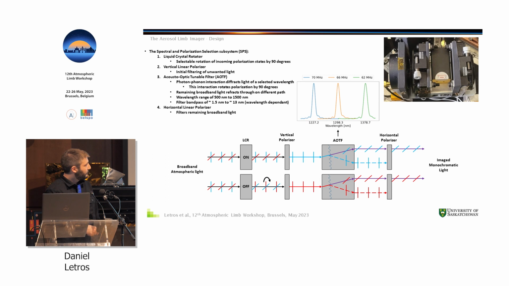Interestingly enough, this diffraction process, which filters the light, will also rotate the polarization again. So as we have the vertical light going into the AOTF, this diffracted light, whatever we decide we want to image, gets rotated to be horizontal. So the broadband unwanted light then hits our fourth component, which is a horizontal polarizer, to eliminate it, and then we pass through our monochromatic light of whatever polarization state of the atmosphere we wish to measure. So what does this actually look like in practice?